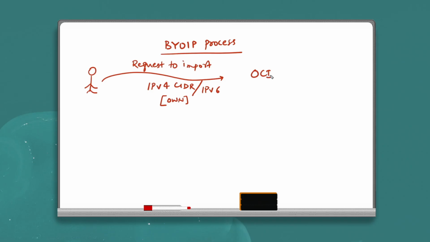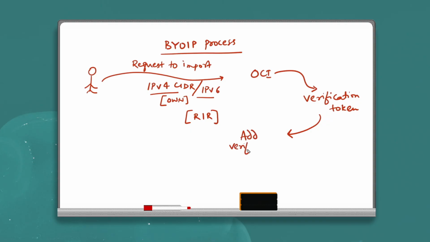Now, when you do that, Oracle is going to issue you a verification token. This verification token will be used by you. Basically, you will be adding the verification token to the information about your IP addresses that is kept by the RIR. And RIR, I already mentioned, stands for Regional Internet Registry.